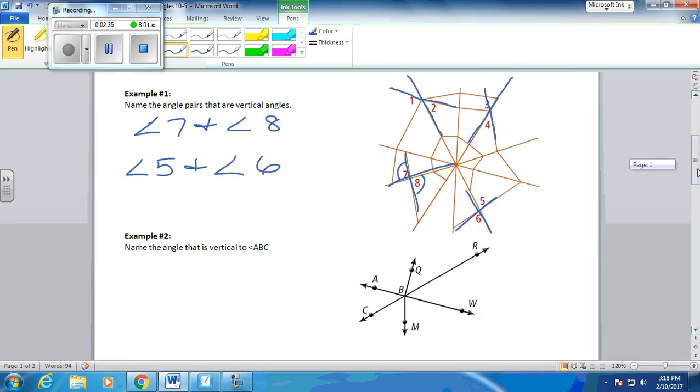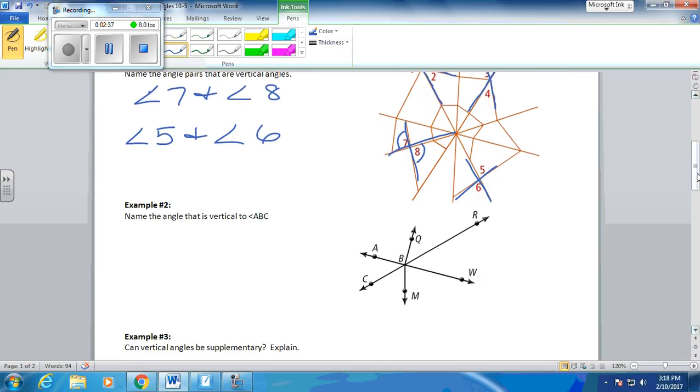So they're asking us on number 2 to name the angle that is vertical to angle ABC. So I'm going to go like this and put angle ABC, kind of highlight it as much as I can. How I'm going to find the angle that is vertical to it is if I keep extending this line off of AB, and I keep extending the line off of BC, then the angle RBW would be vertical to angle ABC.